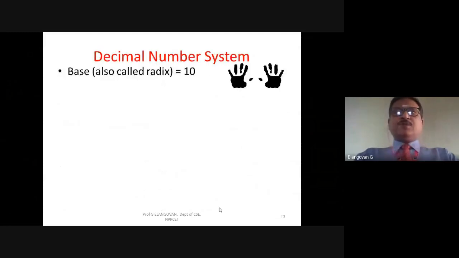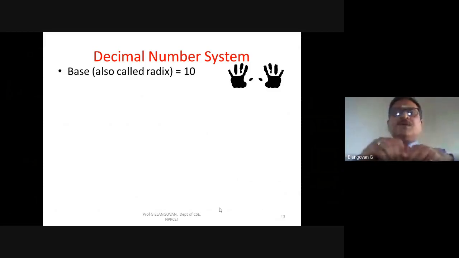To understand the digital principles, first we have to understand the different kinds of numbering systems available. In our day-to-day life we use the decimal number system, the conventional number system. We call it decimal because it has 10 different symbols: 0, 1, 2, 3, 4, 5, 6, 7, 8, 9. So from 0 to 9 we have 10 different symbols, and that's why it is called the decimal number system.